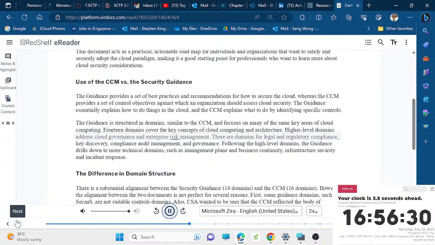Higher-level domains address cloud governance and enterprise risk management. There are domains for legal and regulatory compliance, key discovery, compliance audit management, and governance. Following the high-level domains, the guidance drills down to more technical domains, such as management plane and business continuity, infrastructure security, and incident response.